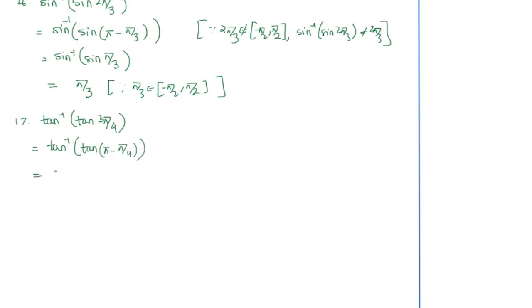As you know, tan pi minus x is equal to minus of tan x, so it is going to give me minus of tan pi by 4. Now what is tan pi by 4? 1. So tan inverse of minus of tan pi by 4 means tan inverse of minus 1. Now we can write tan inverse of minus 1 as minus tan inverse of 1 very easily, and tan inverse of 1 comes out to be pi by 4 in its principal range, so the answer comes out to be minus pi by 4.